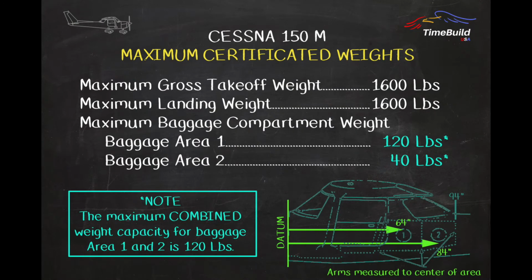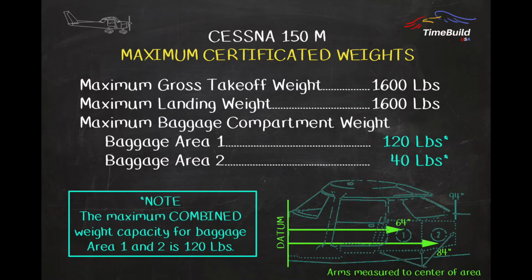The Cessna 150 has a maximum gross takeoff and landing weight of 1,600 pounds. There is a large baggage area located behind the seats that is divided into two sections. The forward section is referred to as Baggage Area 1 and extends from the back of the seats aft to the tie-down rings. Baggage Area 2 is aft of and adjacent to Baggage Area 1. The midpoint of Baggage Area 1 is 64 inches aft of the datum. The center of Baggage Area 2 is 84 inches aft. The datum line from which all distances are measured is the firewall on the Cessna 150.